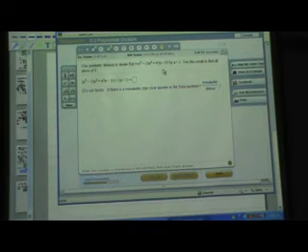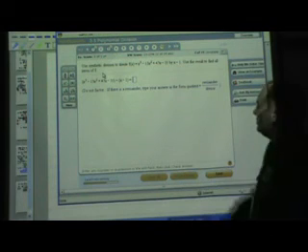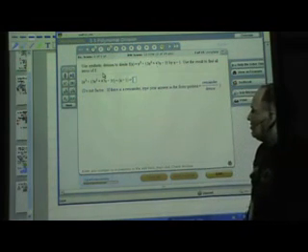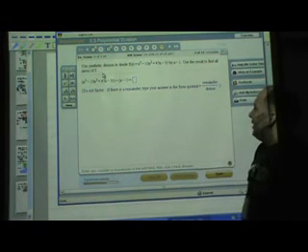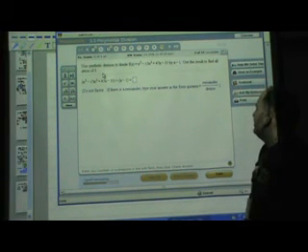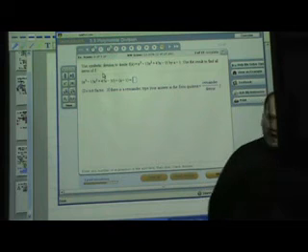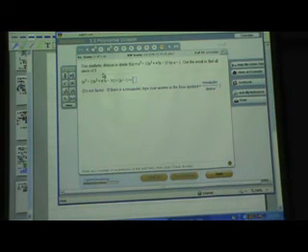Whoa, this has more words. Use synthetic division to divide. Use the result to find all zeros of f. Now, wait a minute. I remember what zeros meant. Zeros means the things that make this equal to 0, and you find them by putting this equal to 0 and solving it. How would you do that? By factoring it. So what does division have to do with factoring? Well, I'll show you, but first let's do the synthetic division problem.